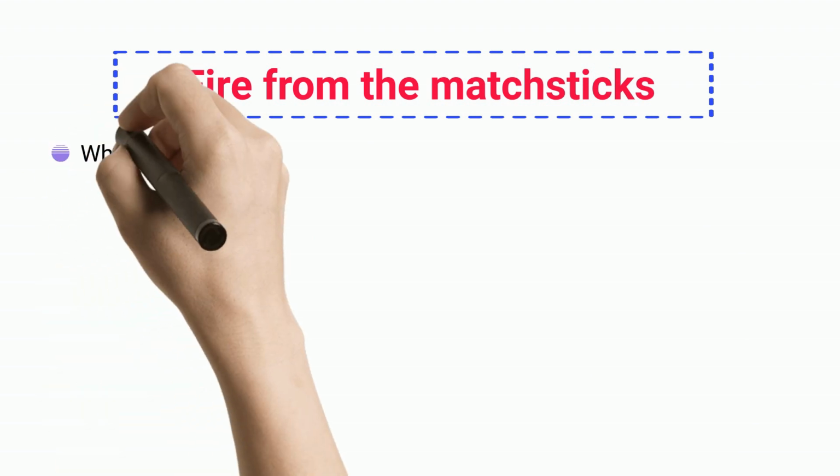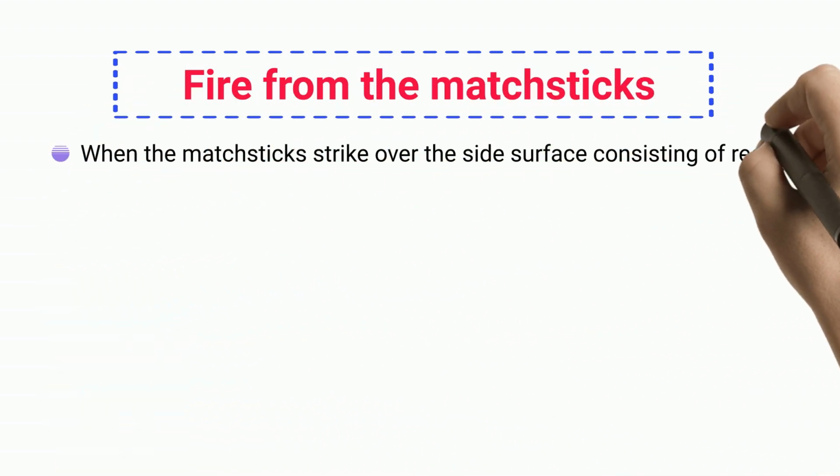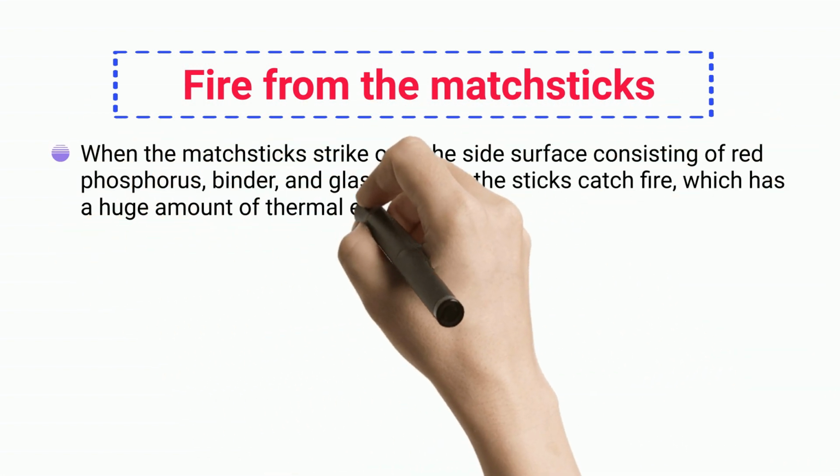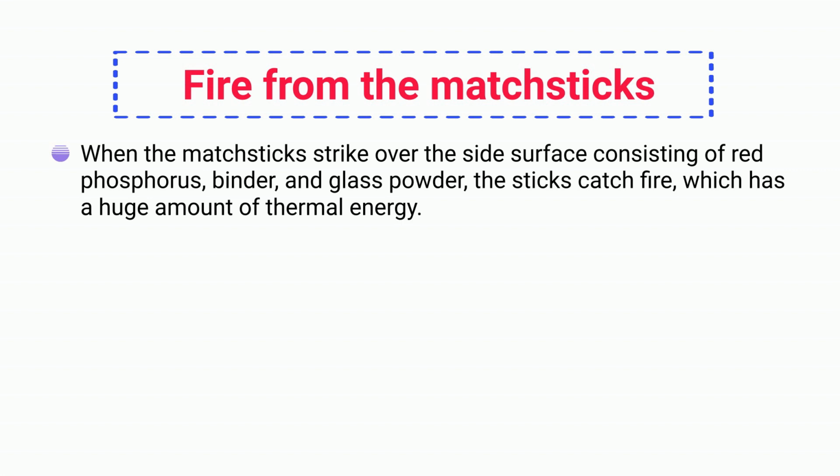Fire from matchsticks. When the matchstick is struck over the side surface consisting of red phosphorus, binder, and glass powder, the stick catches fire, which has a huge amount of thermal energy.